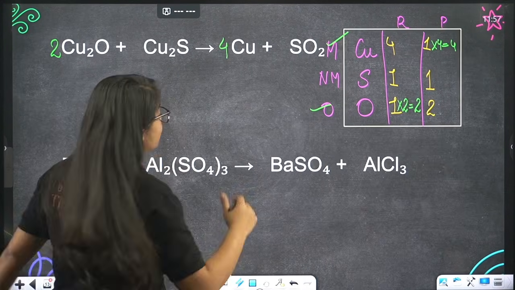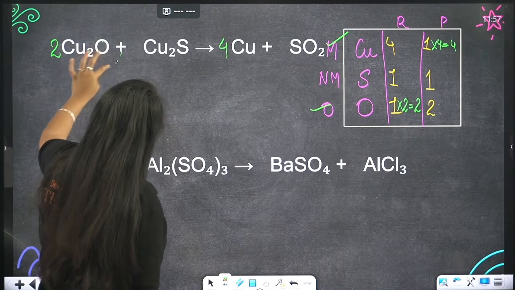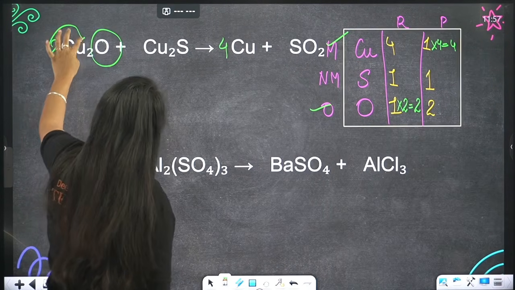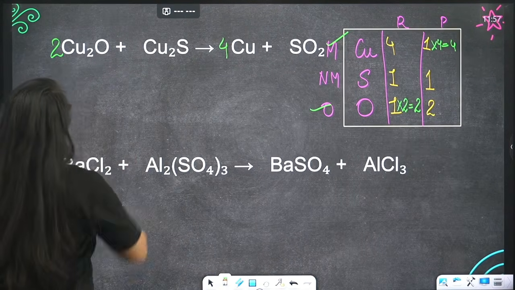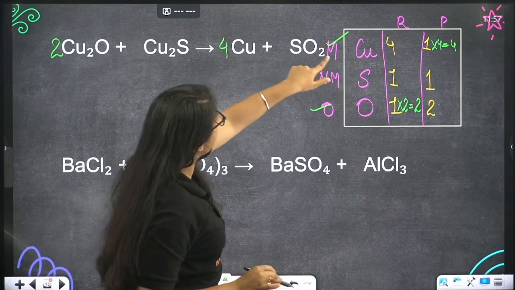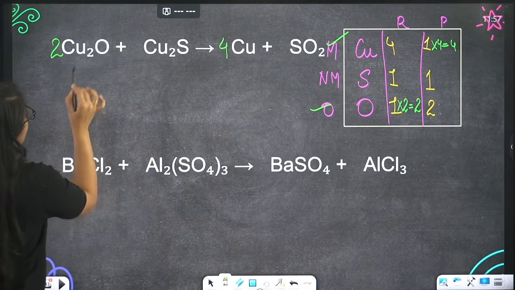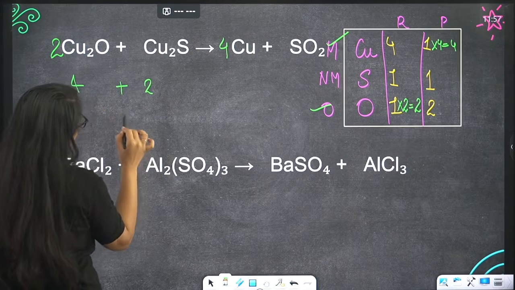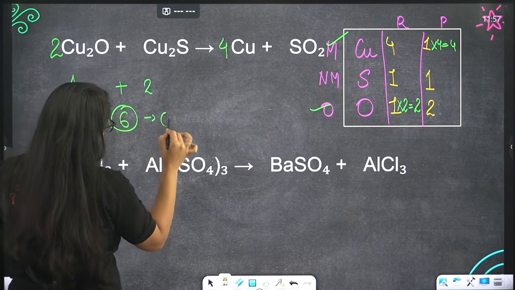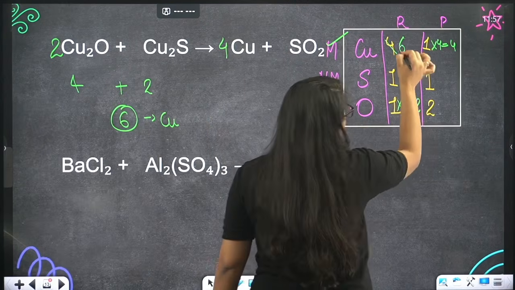Yes, exactly. Beta, in trying to balance oxygen, we unbalanced copper, right? This is 2 here, 2 oxygen is here, 2 oxygen is here, 1 sulfur is here, 1 sulfur is there. But see now, 2 into 2, 4 copper is here, plus this 2 copper is also here. So 6 copper is here on the reactant side now. So here 6 copper is there.